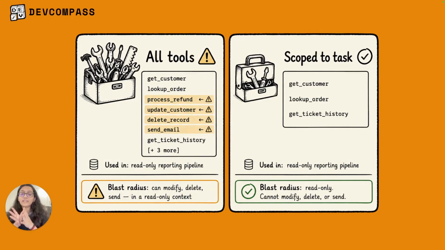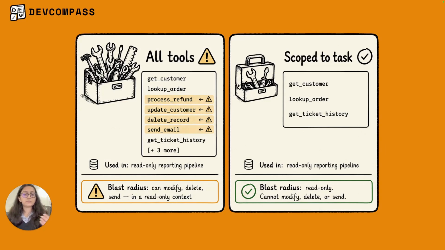On the left side is an over permissioned agent, full tool access in a read only reporting pipeline. The tool list shows 10 tools. And I want you to look at the ones with warning badges. Please, important. There is access to get customer, lookup order, process refund, update customer, etc. But the ones with warning signs are process refund, update customer, delete record, and send email. These are write and modify operations.